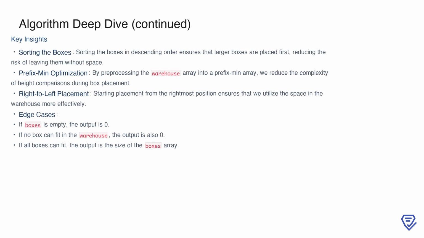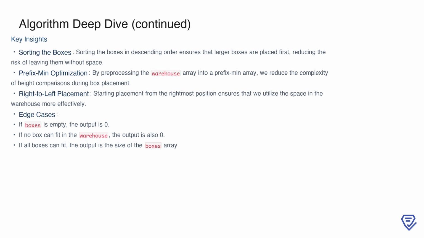There are several key insights that make this algorithm effective. First, sorting the boxes in descending order is vital because it minimizes the chance of larger boxes being left without space. Next, the prefix min optimization transforms the warehouse array to allow efficient height comparisons, reducing the complexity of the placement step. Additionally, starting placement from the rightmost position ensures that we utilize the warehouse space more effectively, as any unused space on the left will not block future placements.